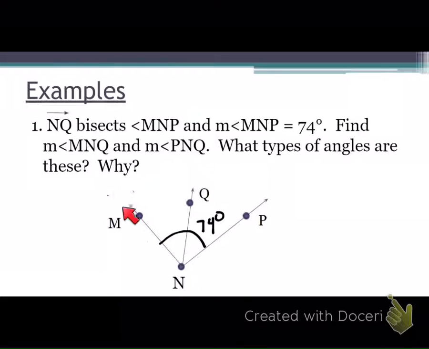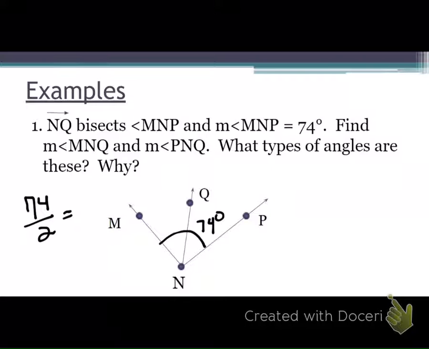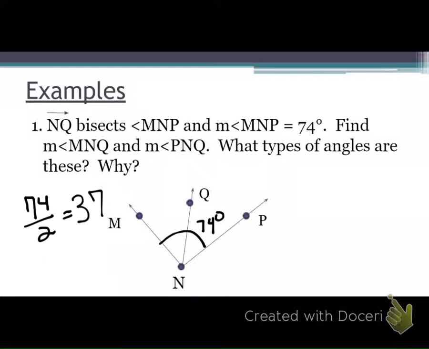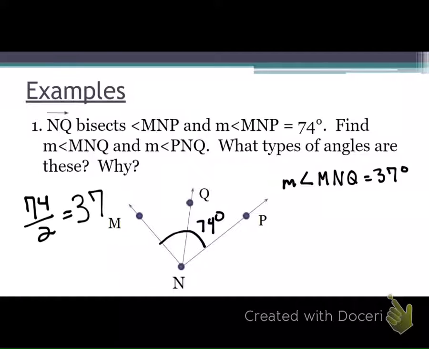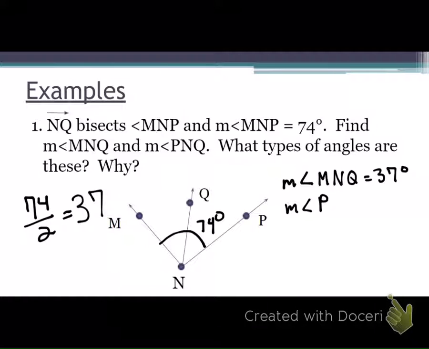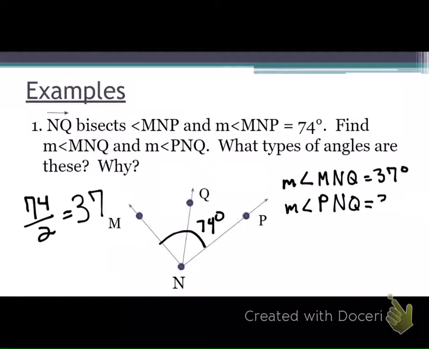So how would I find MNQ and PNQ? What would I divide by? 2. Yeah, so 74 divided by 2, which gives me 37. Good. So we would write the measure of angle MNQ is equal to 37 degrees. The measure of angle PNQ is also equal to 37 degrees.